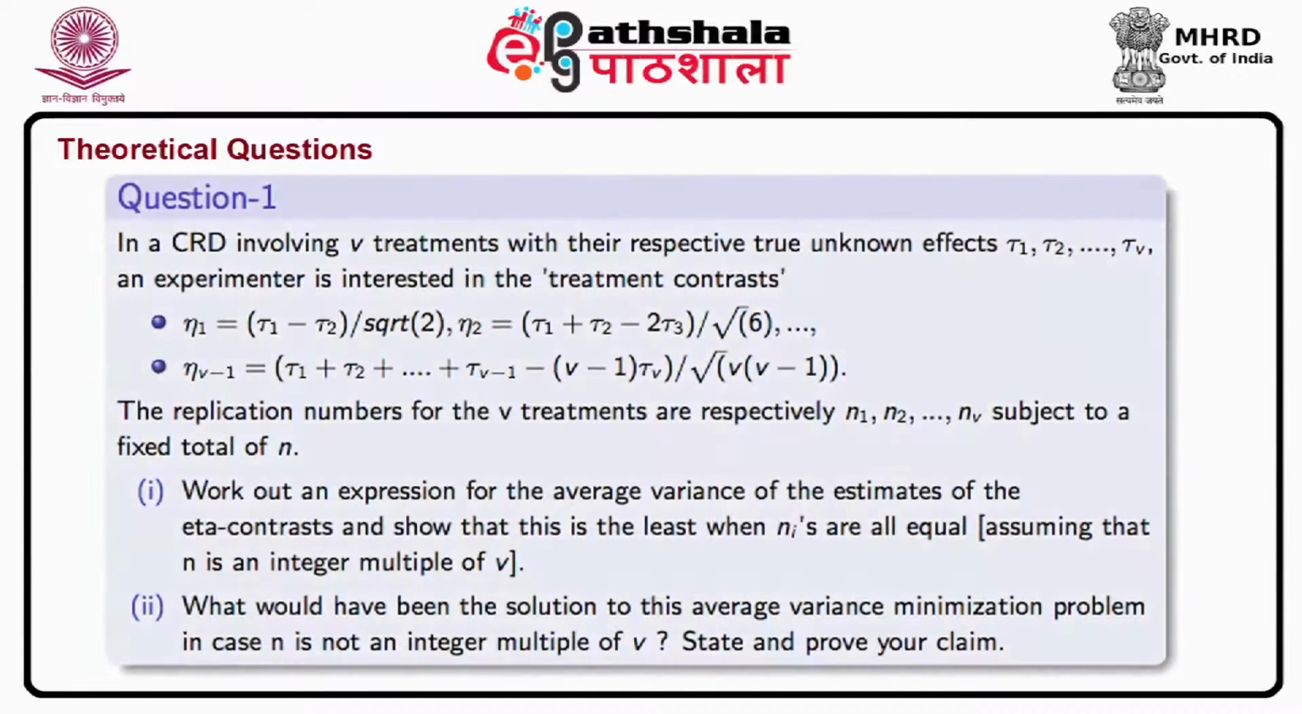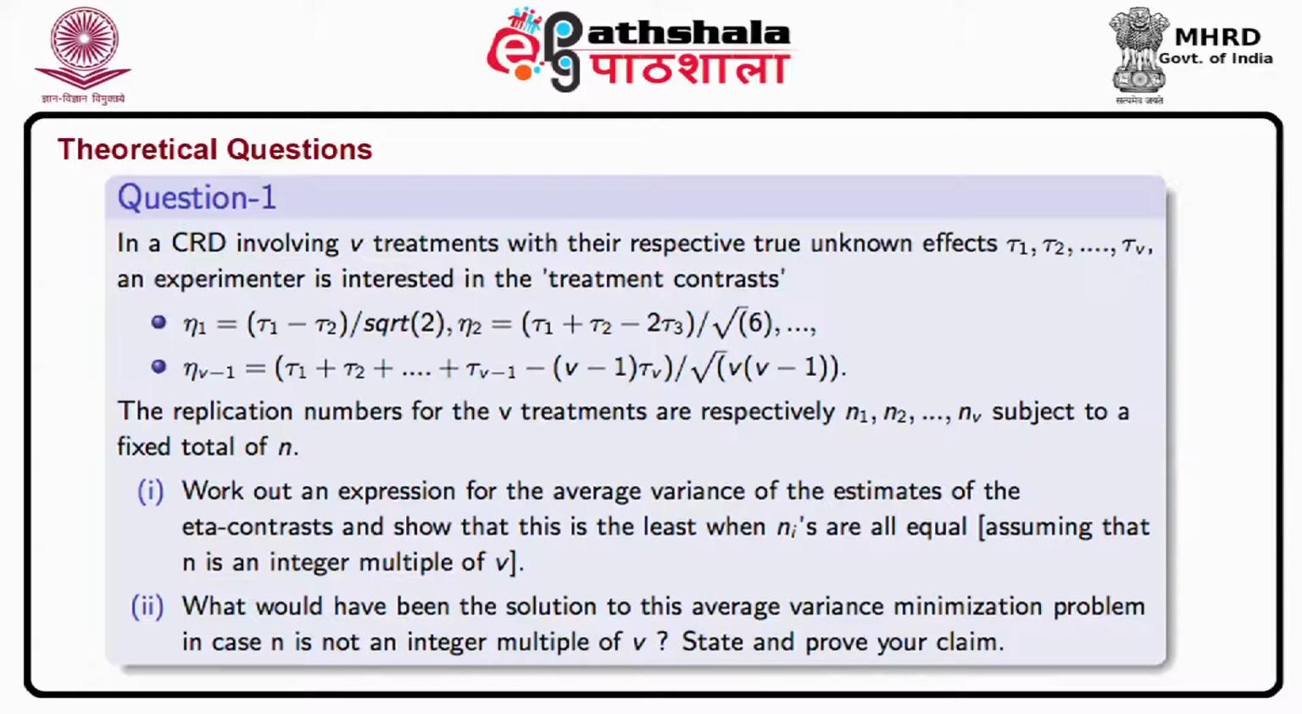Here comes my question number 1. In a CRD involving v treatments with their respective true unknown effects tau 1, tau 2, up to tau v, an experimenter is interested in the treatment contrasts. So read carefully. Eta 1 equal to tau 1 minus tau 2 over root 2. Eta 2 equal to tau 1 plus tau 2 minus 2 tau 3 over root 6, etc. The last one, eta v minus 1, equal to tau 1 plus tau 2 plus up to tau v minus 1, minus v minus 1 times tau v, divided by square root of v into v minus 1.